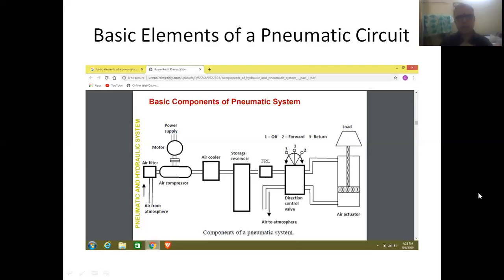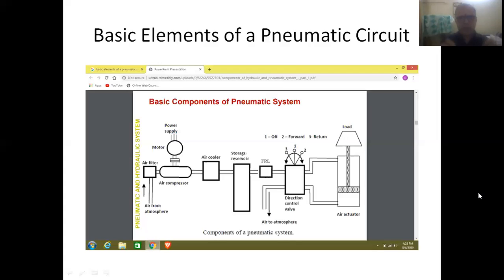So friends, totally it is having four ports: one inlet port, one exhaust port, and two outlet ports. So totally it is having four ports. Therefore it is referred to as a four-way DC valve.